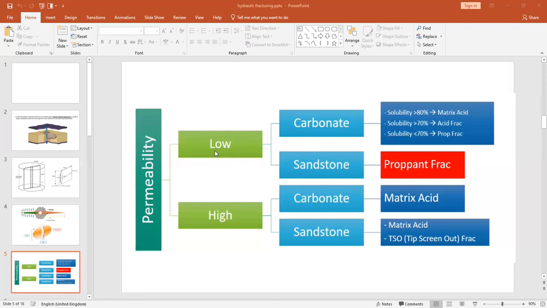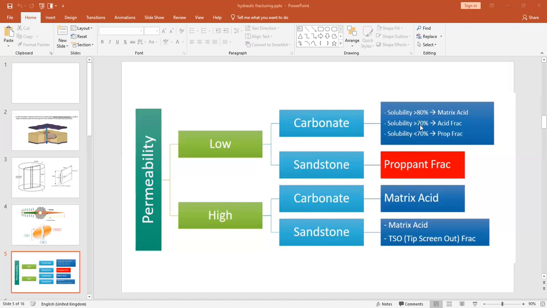But now, if we have a reservoir where it is conventional like carbonate and limestone, but the permeability is very, very low, if it's carbonate, it depends on the solubility of the carbonate rock. The solubility of the carbonate rock is going to determine exactly what type of method you have to use to stimulate the reservoir. If the solubility is greater than 80%, then we can use matrix acidizing, right? Injecting acid into the formation to remove the damage.